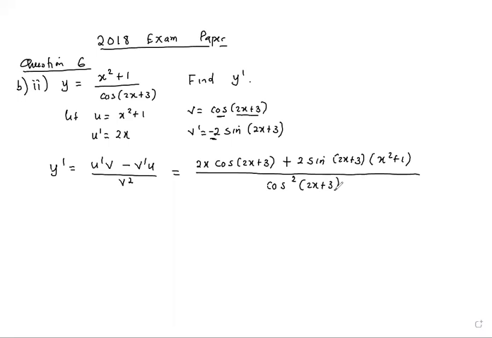So it's too easy. You don't need too much. How come v prime is that? Easy, chain.